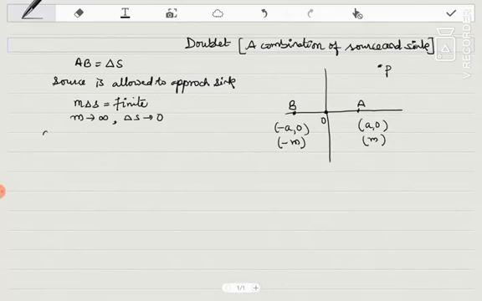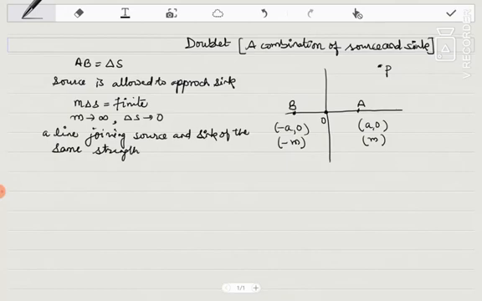Now a line joining source and sink, naturally of the same strength, is called the axis of doublet.